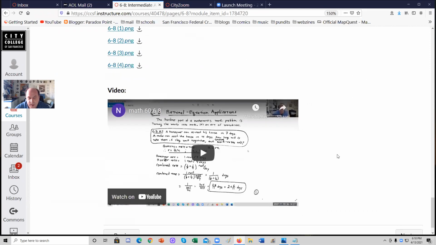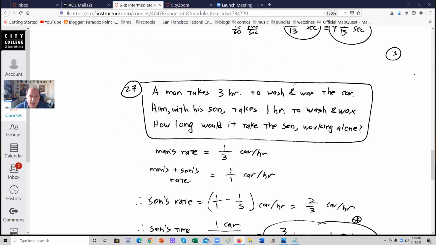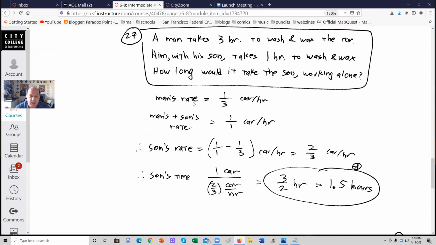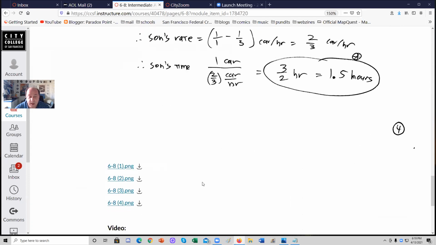So in all of these, the problems are pretty much that. The book tries to make it a big algebra thing, but as you can see, if you just use common sense, find rate as quantity over time, add the rates, time is quantity over rate, and that gets you the answer.